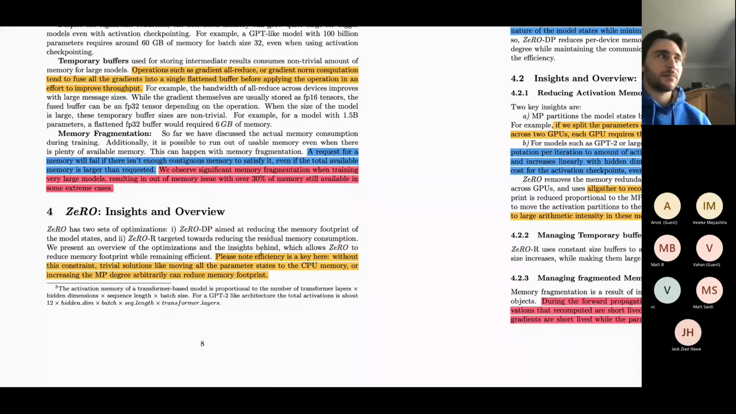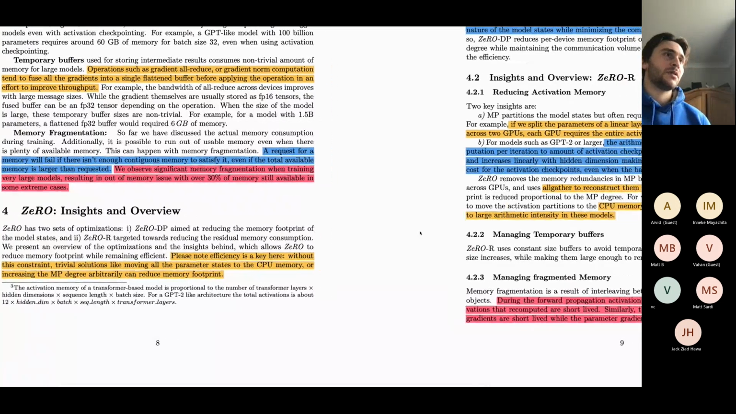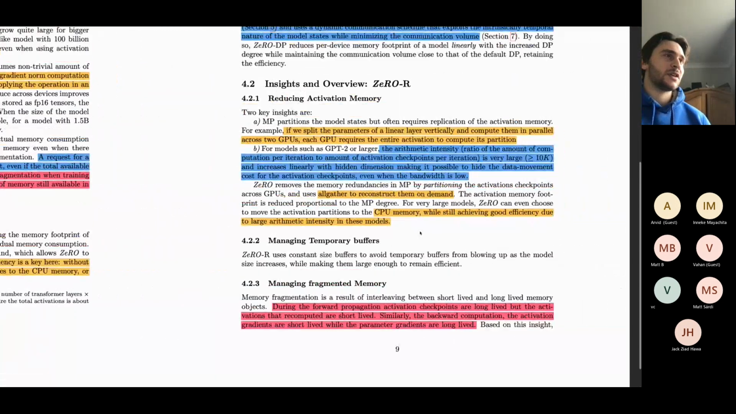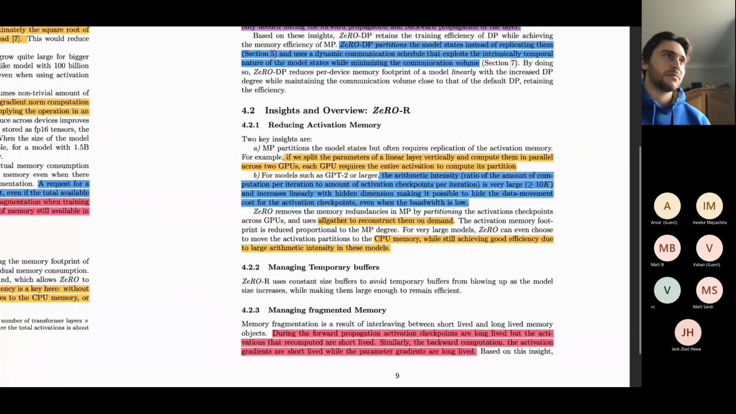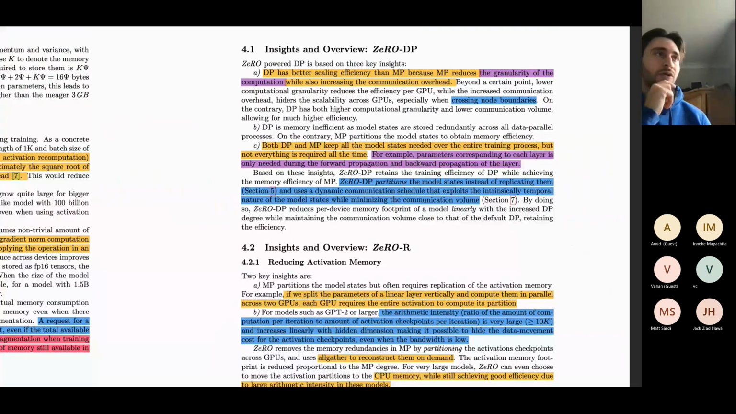Yeah, let's talk about that. So that's just some stuff about what uses memory: activations, parameters, gradients, optimizer states. And then ZeRO insights and overview. I actually don't think I'm going to go into the detailed section just because there's a lot of repetition here. So here are the insights and overview for ZeRO-DP, the data parallel section.